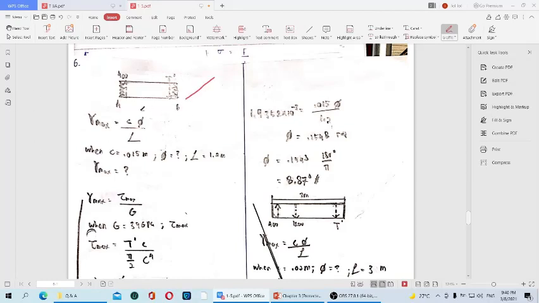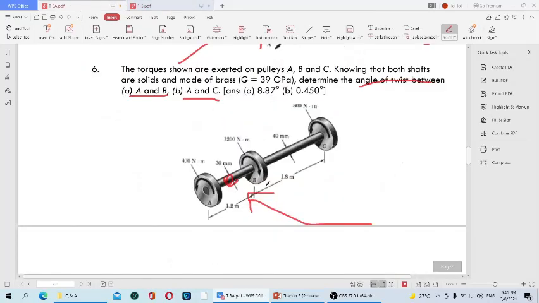Now, the question is asking for the value of the angle of twist, which is phi right here. I am using the shearing strain formula, which is shearing strain equal to c times phi over L. c in this problem is the radius for shaft AB, which is 13 millimeter. You divide by 2, you will get the radius.